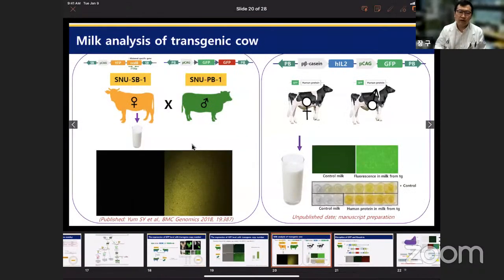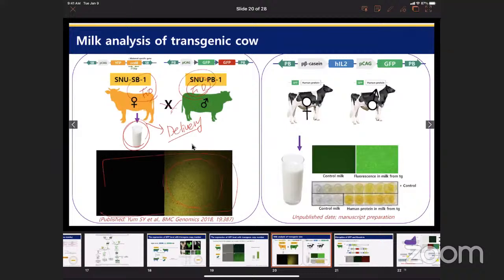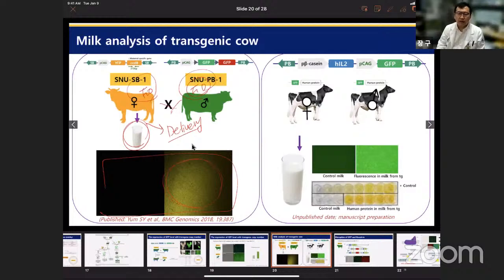Another one, we also followed up some transgenic cattle. We first had the F0, female and male, and bred them, and they delivered. We collected the milk from the transgenic cattle, and under the microscope we can see yellow protein expression in the milk. It was very exciting because we can change the composition of the milk.